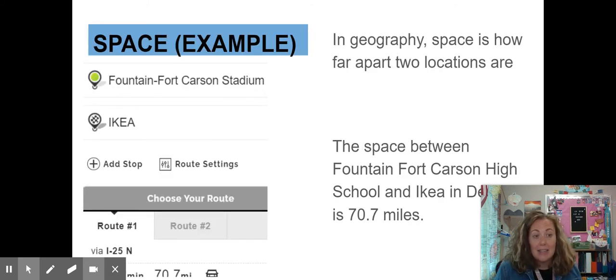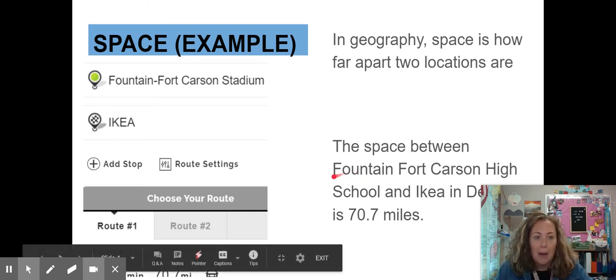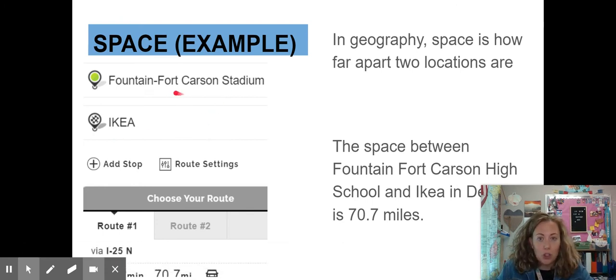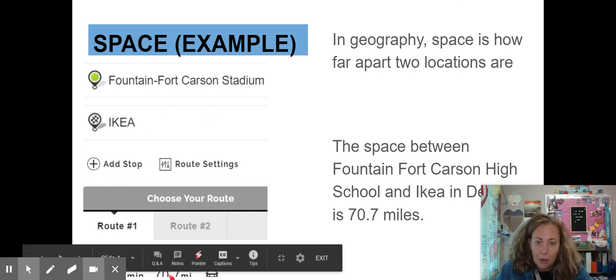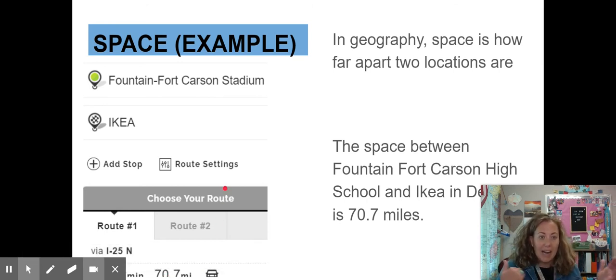All right, space. This is not outer space. This is geographic space. And simply put, space is how far apart two locations are, like what is in between those things. So everyone's favorite crazy store, IKEA, if you've ever been to the IKEA store in Denver. From our school or the stadium, I know it got cut off down here, it's 70.7 miles. So there are 70.7 miles of space between our high school and IKEA.